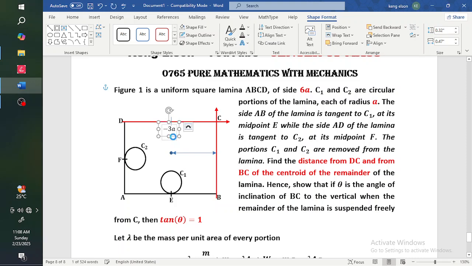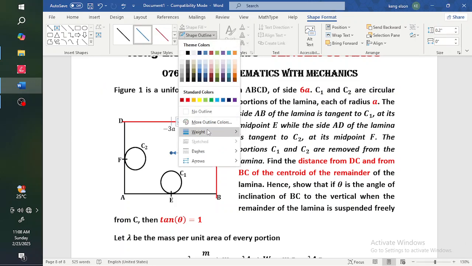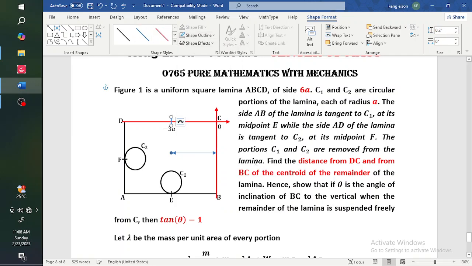Why is it so? It is because this point C here is at 0. So if the point C is at 0 and we are moving to the left, it therefore means that point there is negative 3A.